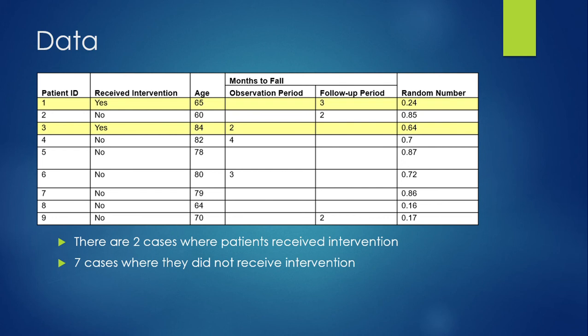So going back over to the first part, here's the data that is given to us. We see the two highlighted patient IDs, which are going to be patient ID 1 and patient ID number 3. As you can see, there are two cases where patients receive intervention, which is what I just mentioned, patient 1 and 3, and the other 7 cases are where they did not receive any intervention.